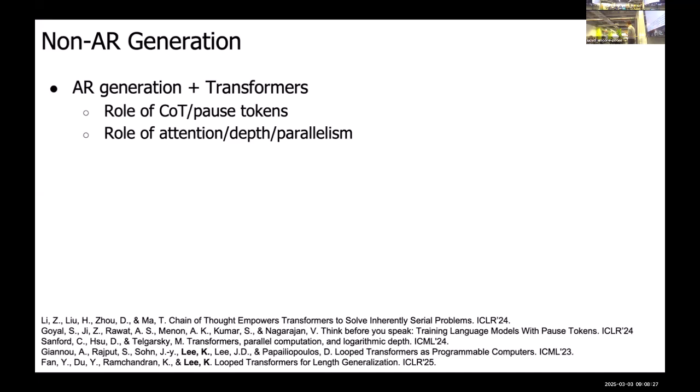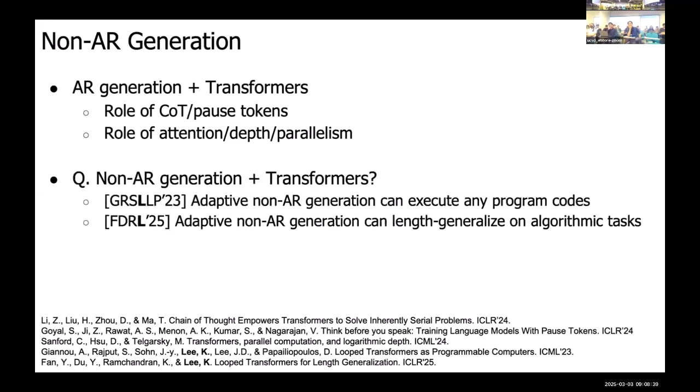And we know what the COT does, what attention is doing, what depth is, when the depth is useful, what the parallelism of attention is doing. We have better and better understanding over the years. But non-AR generation, particularly with transformers, has not been studied much. So I'm going to introduce some of my past work that touches a little bit on what transformers can do when it comes to non-AR generation, with these 2 papers.